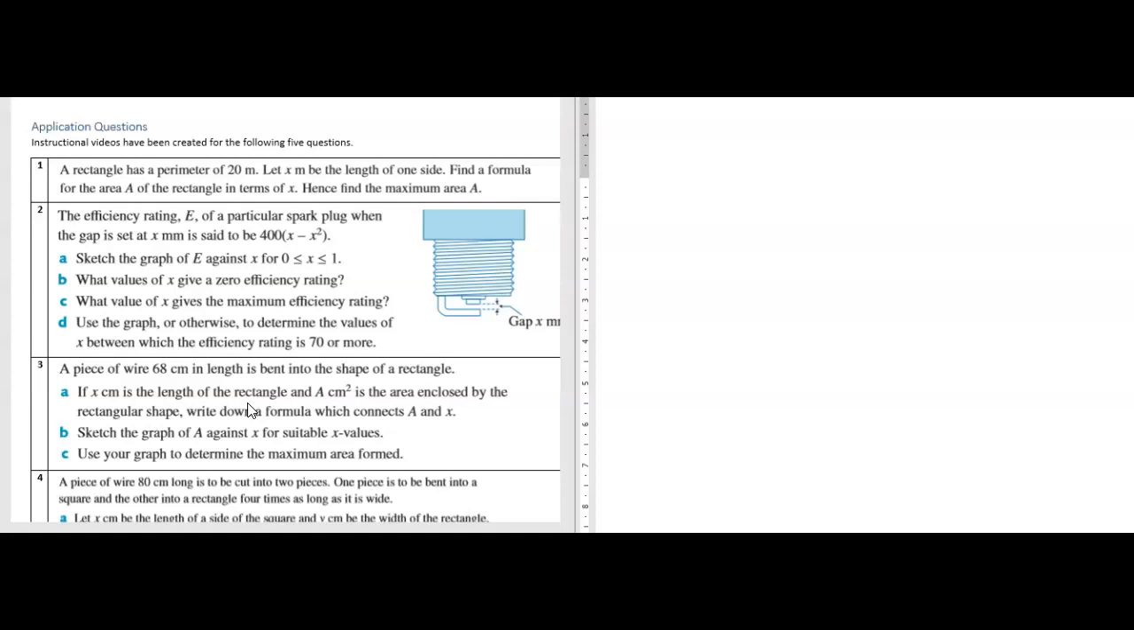So question 1, a rectangle has a perimeter of 20 meters. Let x be the length of one side. Find a formula for the area of the rectangle in terms of x, hence find the maximum area A. Okay, so let me just get my pen ready. All right, so we've got a rectangle. It has a perimeter of 20. And x is the length of one side. Okay, and obviously that's the same over here because it is a rectangle and we don't know what this side is, but we can call that the width if you like. We can call that W.